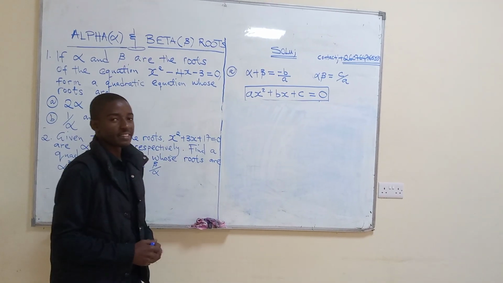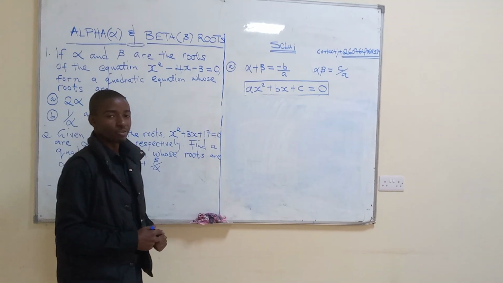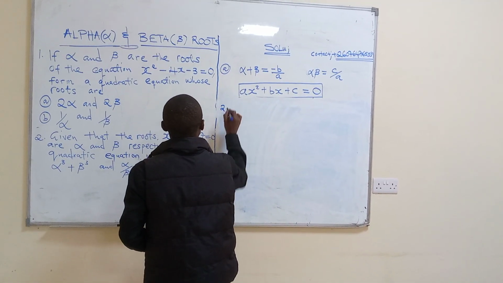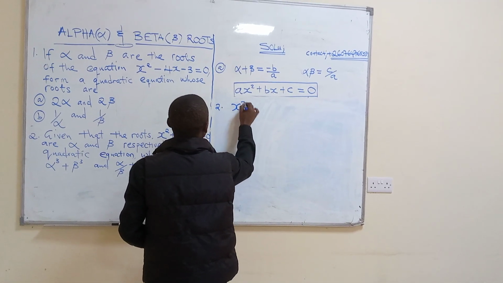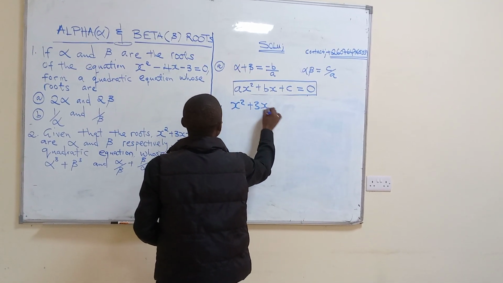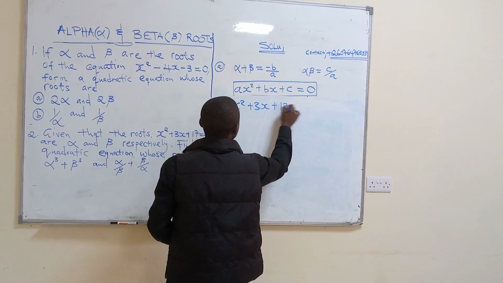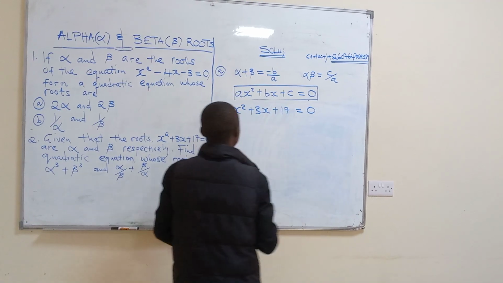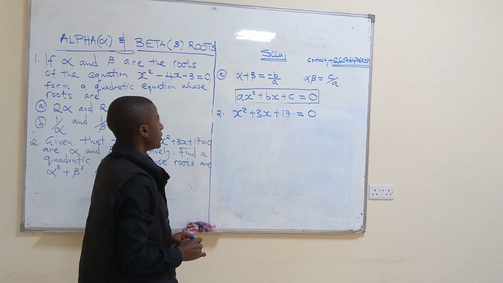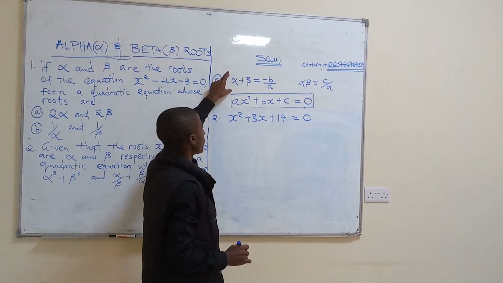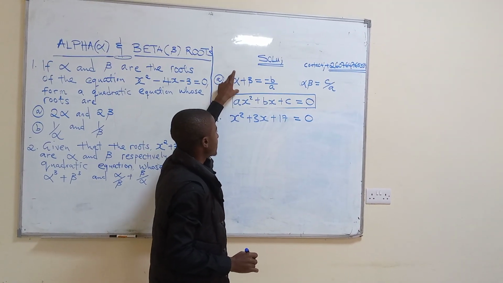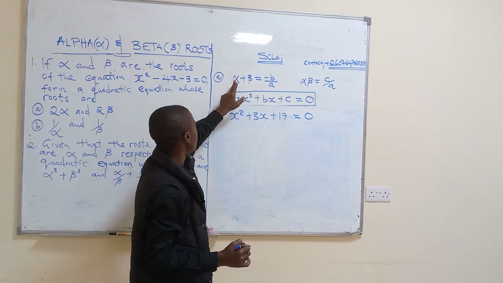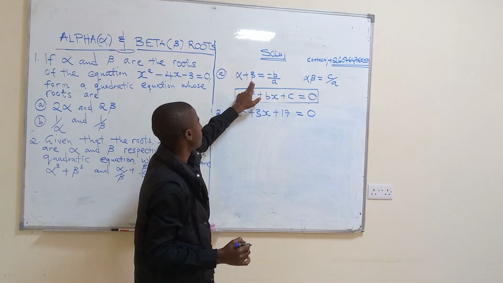So first thing, write the equation that you have been given. So we have been given the equation to be x squared plus 3x plus 17 equals 0. So what am I going to do? I have to abide to these identities that will help me to find the summation of alpha and beta.